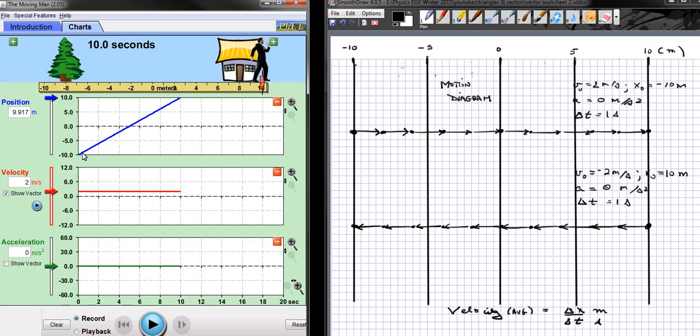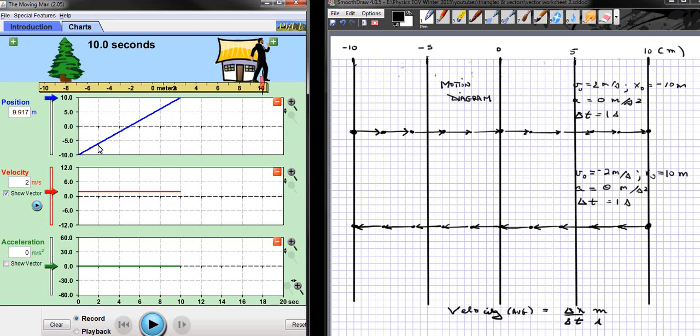The position, on the other hand, starts at -10, and in every 2 seconds it goes 2 meters to the right, as we can see from this motion diagram over here. And so if you go over 2 seconds, that corresponds with the 2-second scale that you see down here. At that point, the man should have gone 4 meters to the right, which is going to put him at -6, consistent with what you see on the graph.